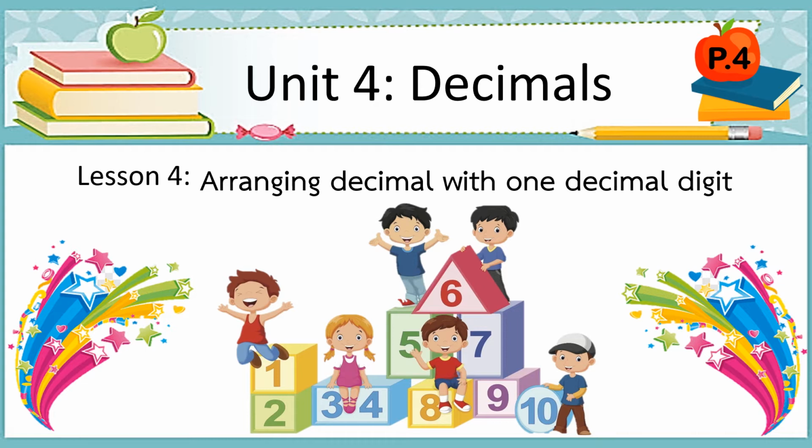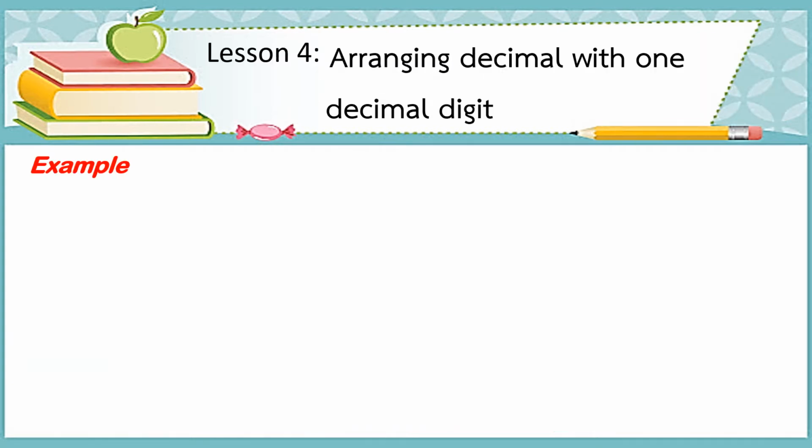So I'm teacher Carol and we will continue our lesson in math which is about decimals. We are now in lesson 4, arranging decimals with one decimal digit. In this lesson, I'll teach you how to arrange numbers using ascending and descending order. What is ascending and what is descending? How are they different from each other?